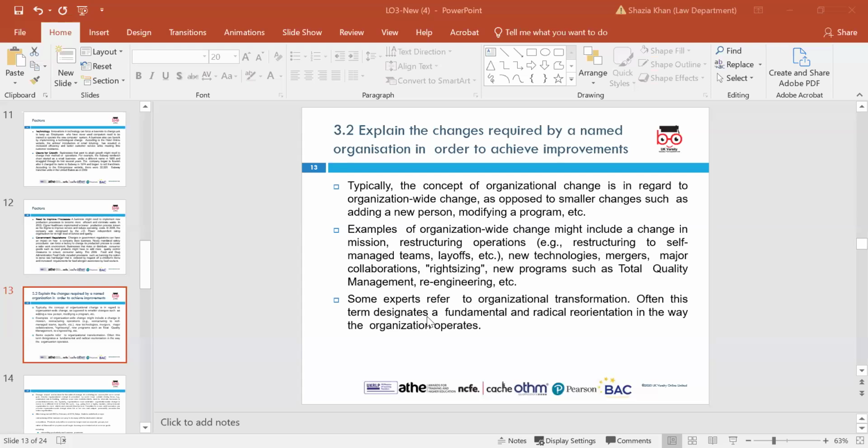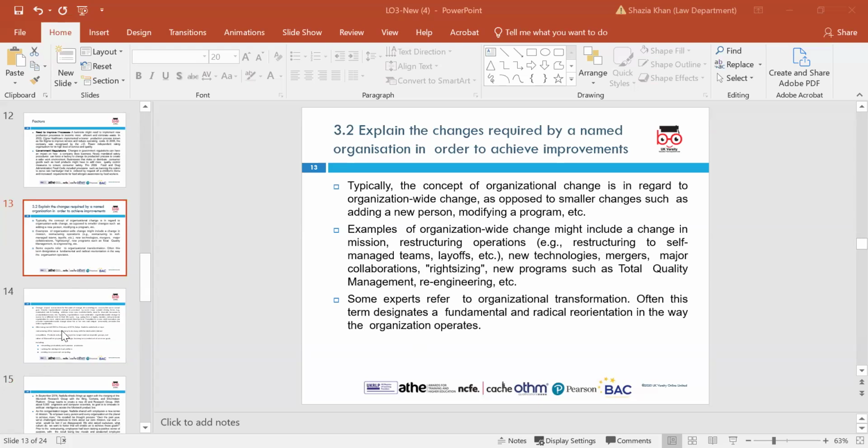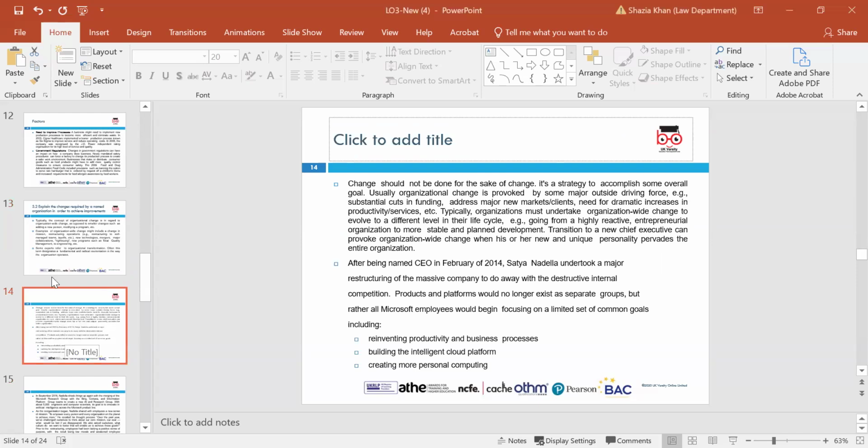Some experts refer to organizational transformation. Often this term designates a fundamental, radical reorientation in the way the organization operates. Change should not be done for the sake of change. It's a strategy to accomplish some overall goal. Usually organizational change is provoked by some major outside driving issue, for example, cuts in funding, new major markets, or a dramatic change in productivity. Typical organizations must undertake organization-wide change to evolve to different levels in their life cycle.